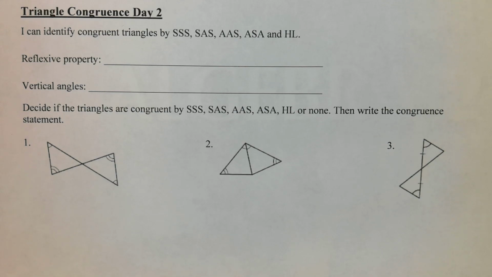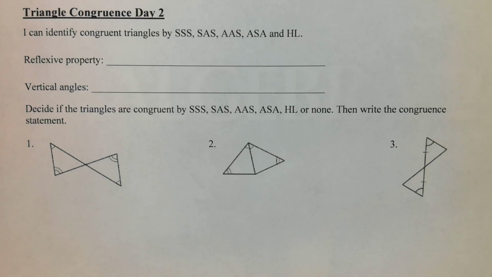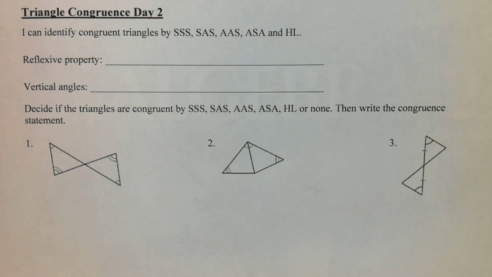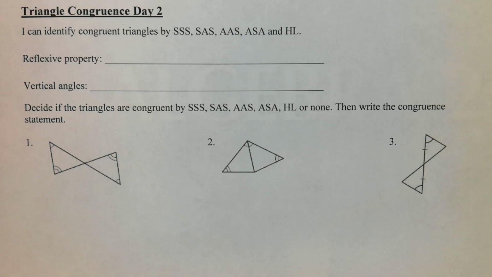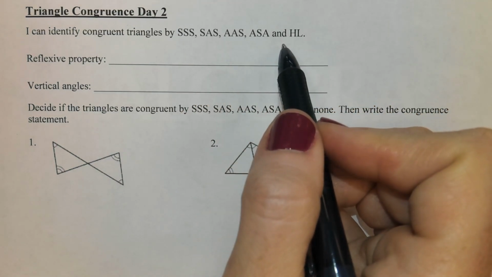This is triangle congruence day 2. So we're going to keep doing what we were doing before. We're going to just add 2 more little properties to our toolbox in order to prove that triangles are congruent by any of the 5 ways.